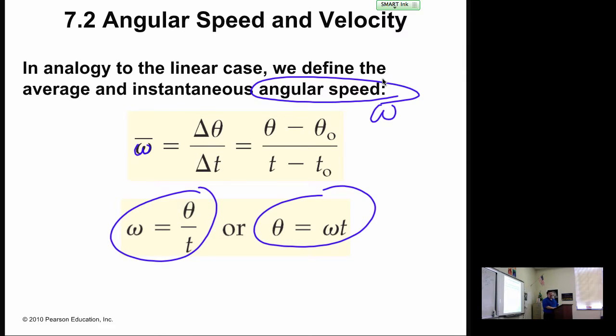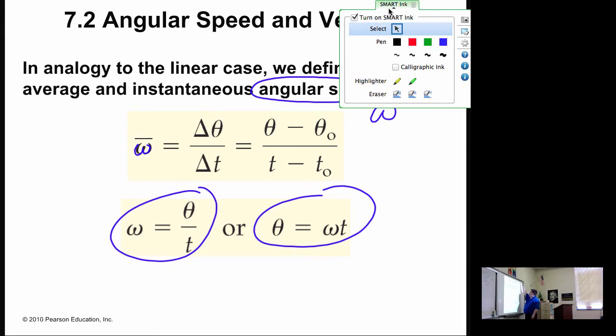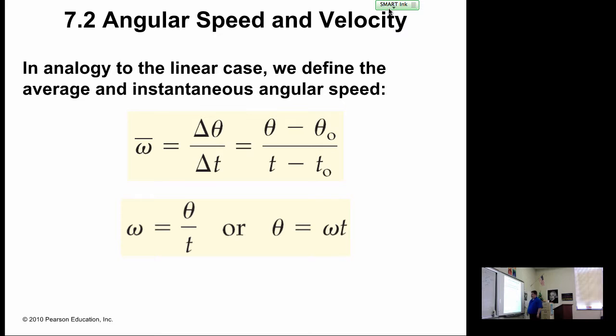Now, a lot of students call that W. It's a Greek letter. I don't know. I've been teaching a while. I just say, oh, yeah, the W, the funny curly W. Just know that that symbol means angular speed in physics. Okay? Any questions on that? So those are the two formulas you'll use for your homework.